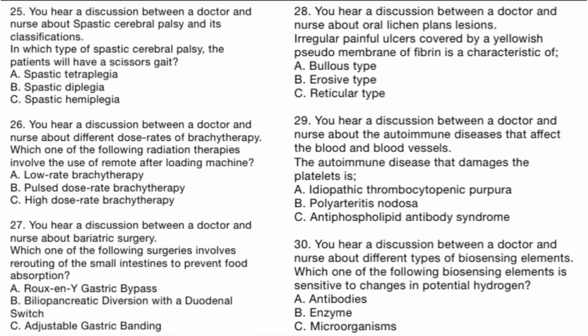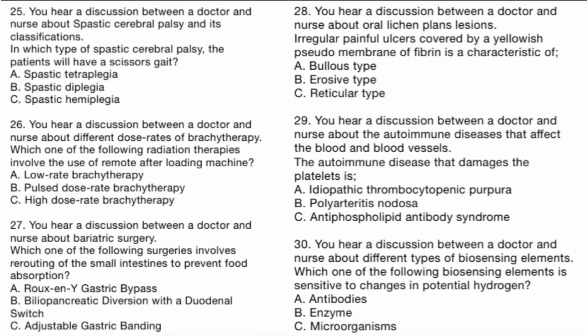Biliopancreatic diversion with the duodenal switch, also known as the duodenal switch, is a three-stage procedure that involves the removal of a large part of the stomach, which makes the patient feel full after eating only a small meal, followed by rerouting of the small intestines to prevent food absorption. The third step involves changing how bile and other digestive juices affect the process of digesting and absorbing calories.